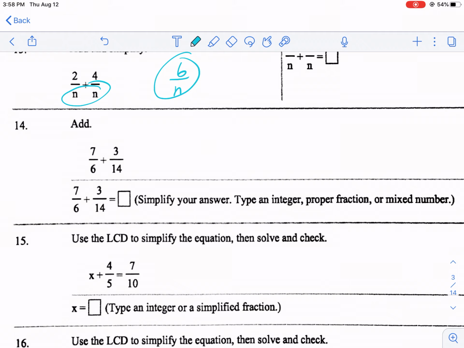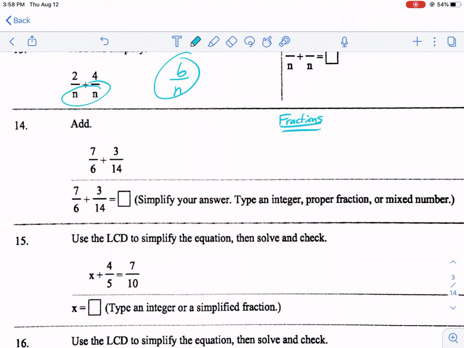We need to find the least common multiple of these two numbers, 6 and 14. If you're stuck on this, I would suggest watching my video on fractions. That kind of breaks it down on what it means to do fractions and what it means to find the least common multiple, common denominator. But if you just want to skip ahead, we can do that right here.